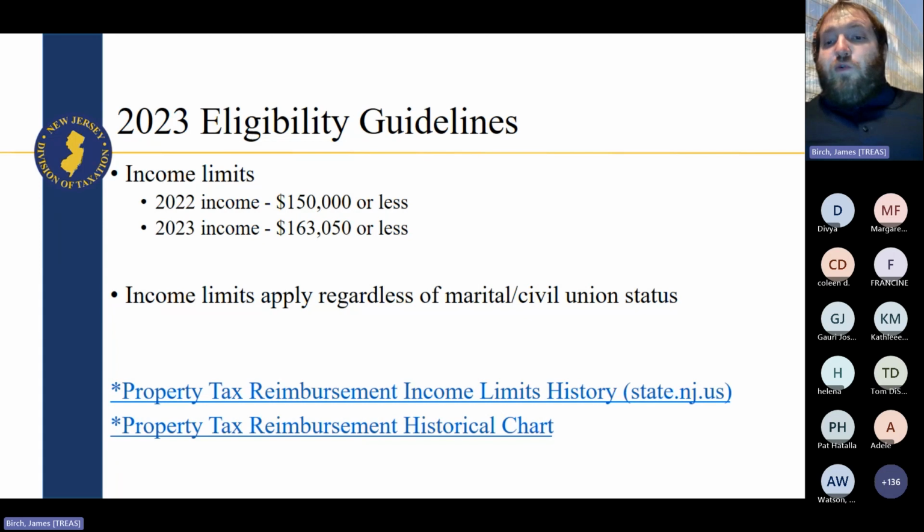Because if you are married or in a civil union, then the income of both spouses are combined together. And we also have a history on our website where you can look and see how the incomes have changed over the years. And you can definitely see there is a huge increase. Previously, they were both in the 90,000s.